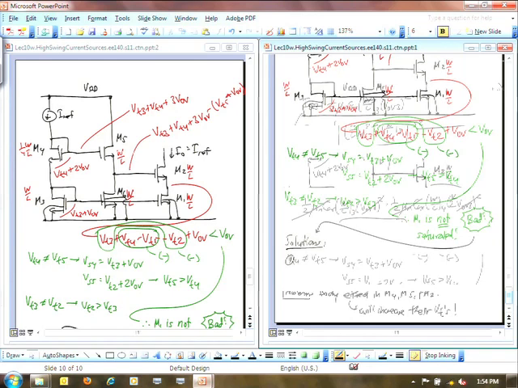It takes up area to give each device its own well. Okay? And so, what else can we do about this? What's another solution?